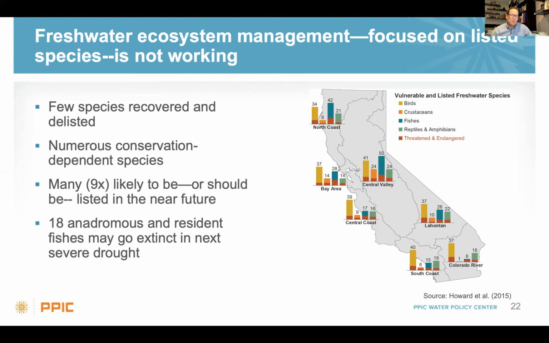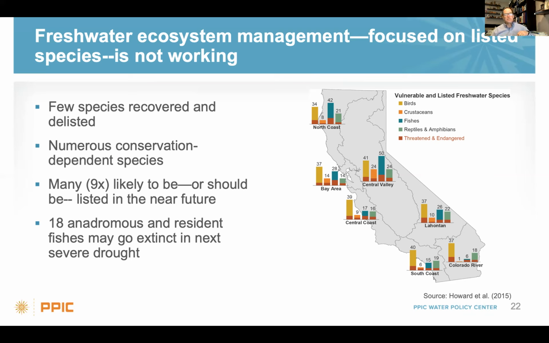There are numerous conservation dependent species right now, and 9 times more freshwater species should be listed in California than are currently listed. And as conditions deteriorate, we're expecting there's going to be a great deal of pressure for more listings in the future, which are highly disruptive.